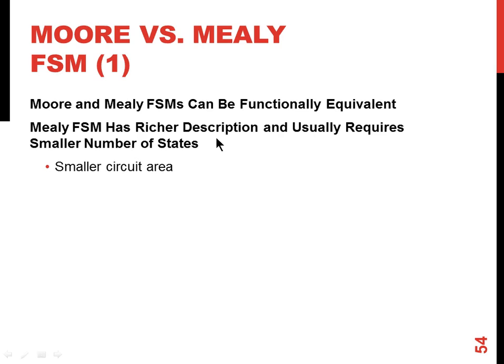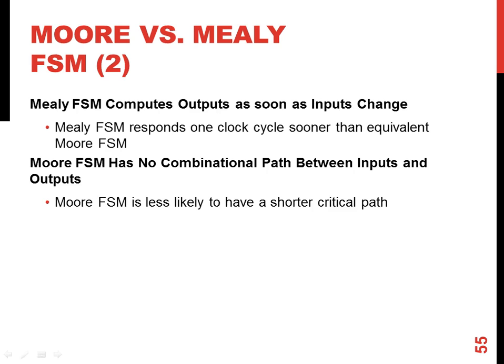A Mealy FSM has a richer description and usually requires a smaller number of states. Since the output is dependent on present state and inputs, you need fewer states. A smaller number of states means smaller circuit area on the chip. A Mealy FSM responds one clock cycle sooner than the equivalent Moore FSM, because the output will change as soon as the input changes. Since it is tracking the input, the output changes practically immediately, or one cycle before a Moore FSM changes the output.